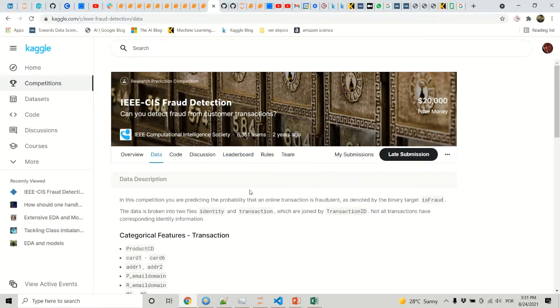It's a data set from Kaggle, and the issue here is we have a lot of data, a lot of features, and then we have to predict the probability of a transaction being fraudulent. First, we don't know the reasons for the fraud because this is a Kaggle dataset.